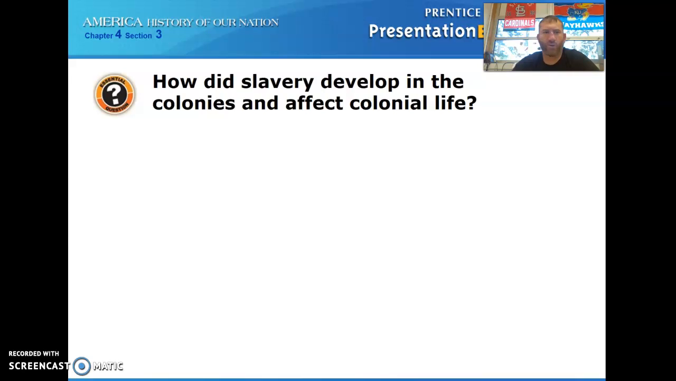Today we're going to do chapter 4, section 3 and 4. So today we're going to talk about how did slavery develop in the colonies and affect colonial life? Well, I'll tell you.